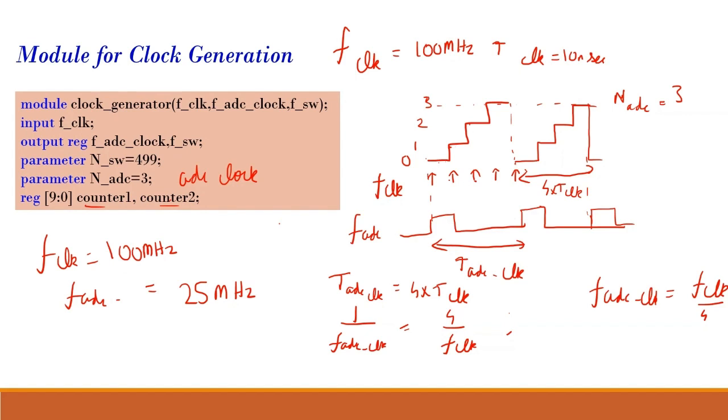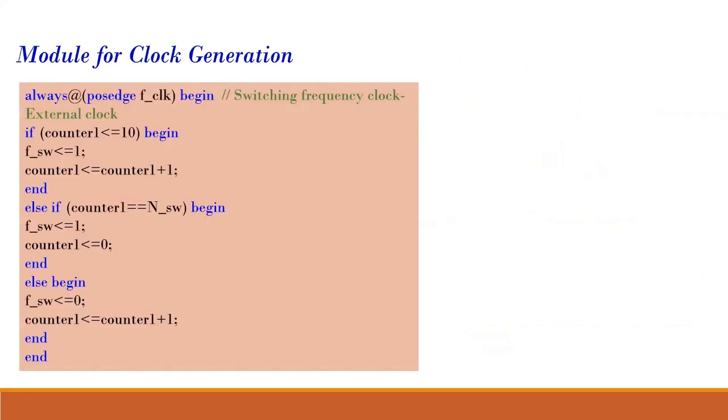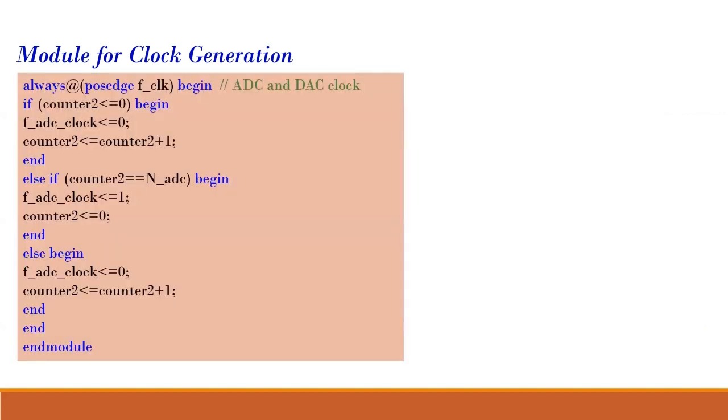Similarly, I have a switching frequency clock also. That is 499. So similarly, you have to do 100 divided by 500. That comes out to be 200 kilohertz. So that is another clock signal. This is my switching frequency clock. This is used as an external clock, and it generates a clock of 200 kilohertz. This is the code for my ADC clock.